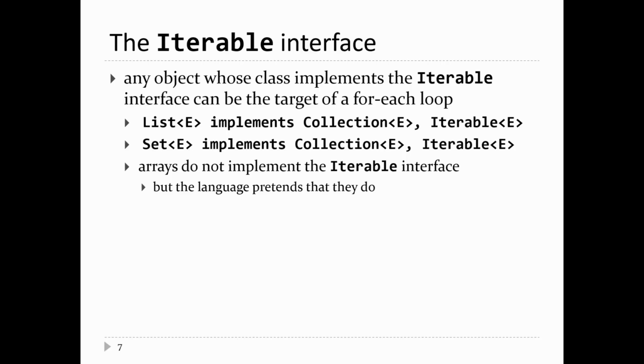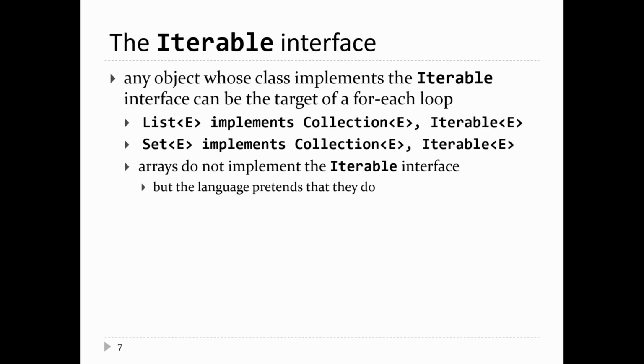So lists and sets, we know that you can write a for each loop over a list or set. They all implement the iterable interface. If you have a list of string, it implements the iterable string interface. If you have a list of double, it implements the iterable double interface. And the same is true for set. If you have a set of dates, it would implement the iterable date interface.